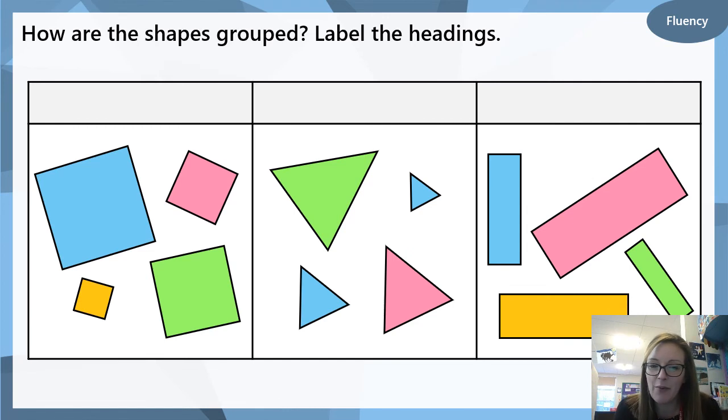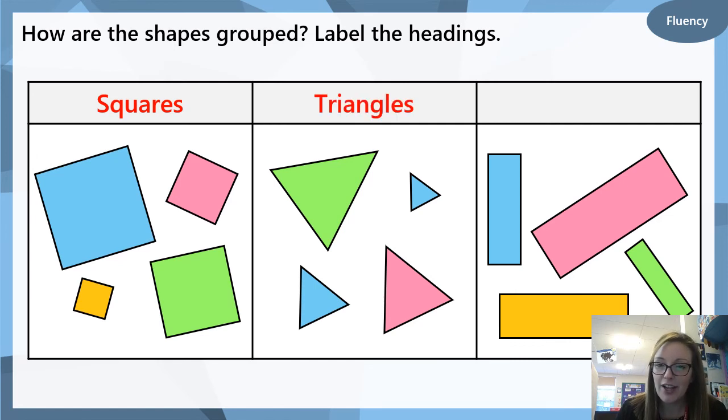Okay, getting a bit trickier now. We've got three groups. So could you label these three groups? Have a little think, pause the screen, and let's have a look at the answer. So the first group, squares. So remember squares have got four sides, squares have got four corners, and what's really important is the sides are all the same length. Then we have triangles, because all of those shapes have got three sides and three corners. And the last group, rectangles. So four sides, four corners, but what makes them rectangles is that they have two long sides and two short sides.